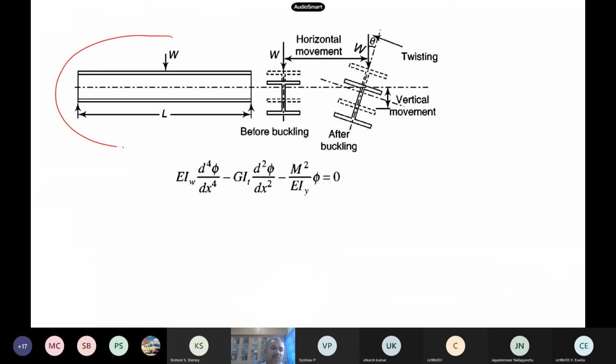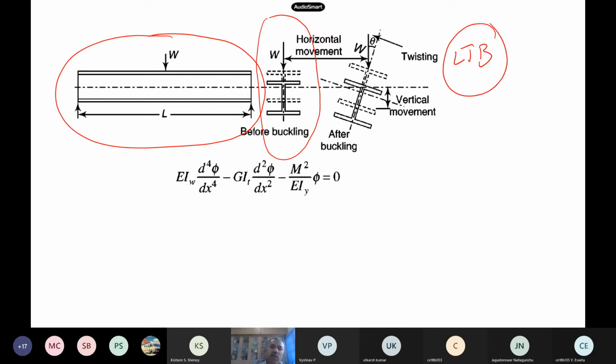So if you have an I section subjected to a concentrated load, in lateral torsional buckling, just now I showed you the video. Before buckling, you had a vertical movement. But when the load is increased, you will see this lateral torsional buckling. You will see that video, right? The same thing only. So the load is here, so you will be having twisting, and you also will have this horizontal movement. So this is a lateral movement, okay, and this is a twisting. So that's why we call it lateral torsional buckling.